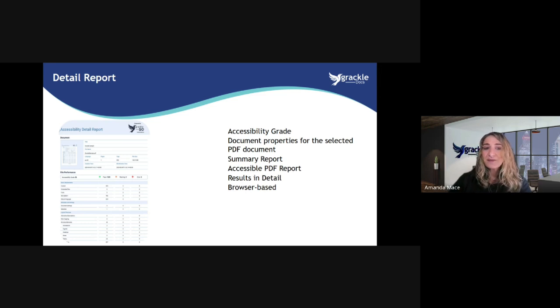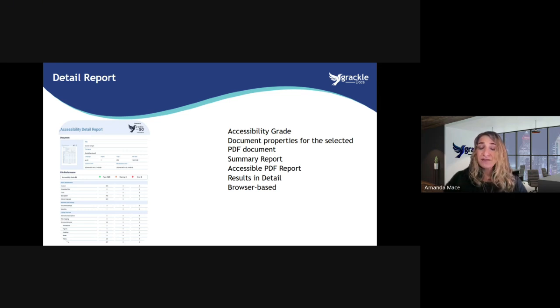I've talked about the universal access. Meaning whether you're on a tablet, a PC, a Mac, whatever it is, GrackleGo is a click away. No installation required, no software to download, and it's completely free, so you don't have to pay anything for it, which is also really good. It gives you a printable summary report, so you can actually share that report with others.